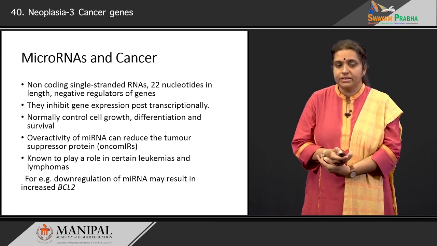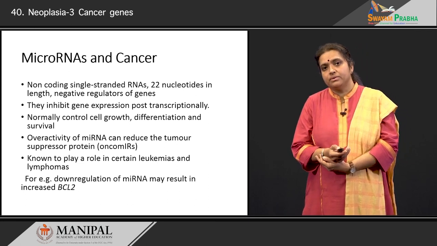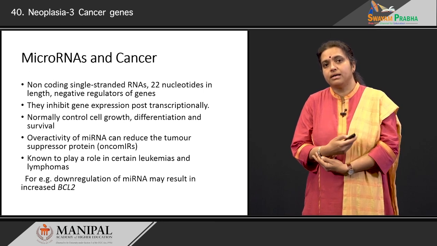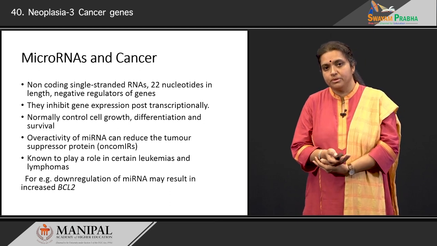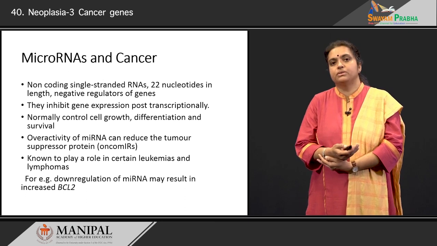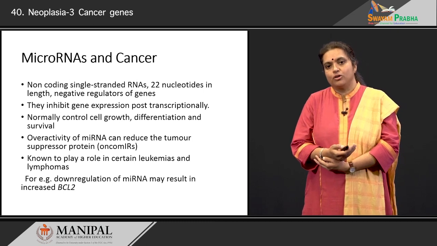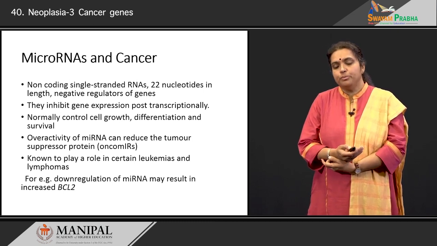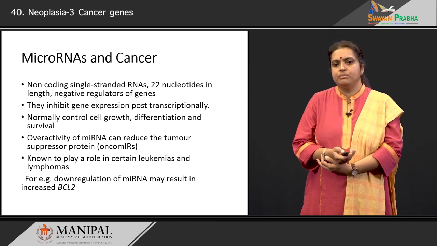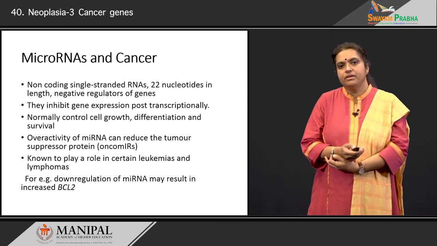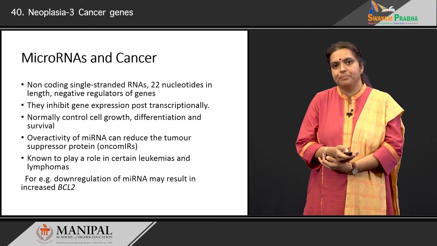Now, again, overactivity of these negative regulators can reduce the tumor suppressor protein. So, if these microRNAs are overactive, the normal function of the tumor suppressor gene product, the protein, is reduced. So, this can lead to cancer. These kinds of microRNAs are called oncomiRs. They are known to play a role in certain leukemias and lymphomas. Another example would be the down regulation of a microRNA, which results in increased BCL2, an anti-apoptotic protein.